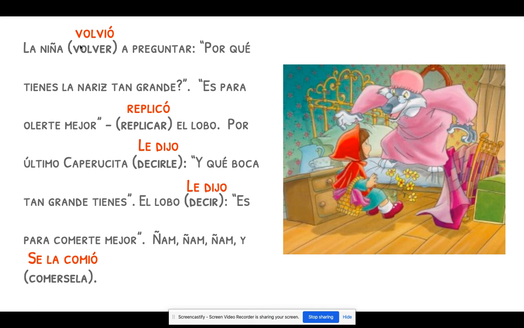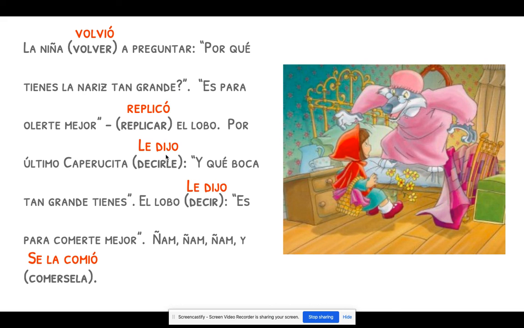So Little Red Riding Hood asked, or we kind of came back at him to ask, why do you have such a, or what big nose you have? To which he says, it's better to smell you. This is smell. To smell you with, he replied. So you can see how here's the first thing that happens, and here's the second thing. So they're consecutive. Por último means finally. This helps to define our time frame. So it's kind of like some extra support for the preterite here.